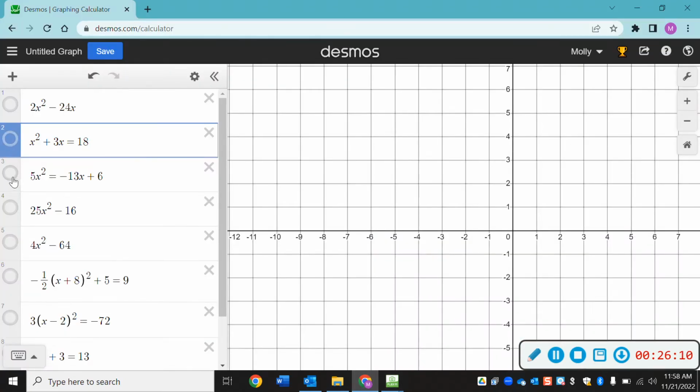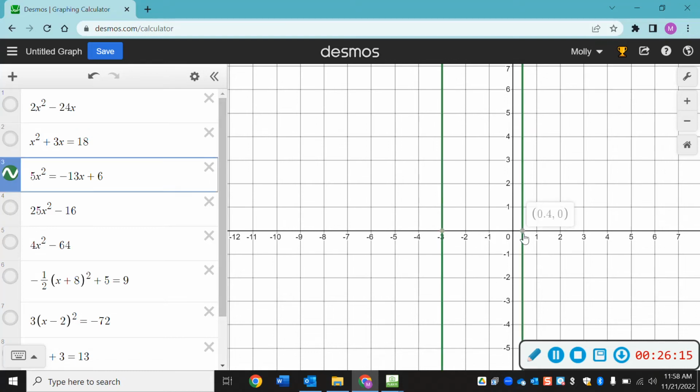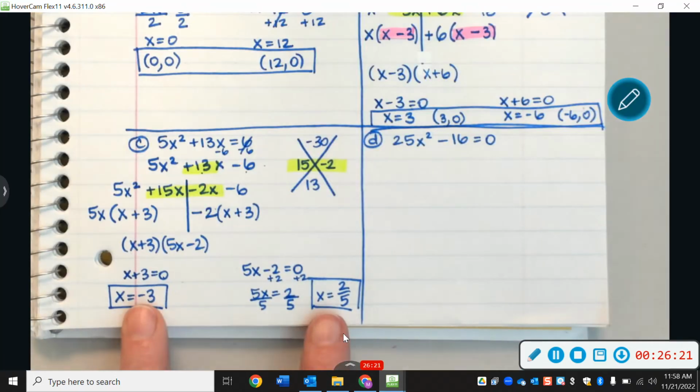I'm going to go ahead and turn on the equation that we just looked at, and notice it's crossing at -3 and at 0.4, or 2/5. So we just saw from the graph that these are definitely the correct x-intercepts.